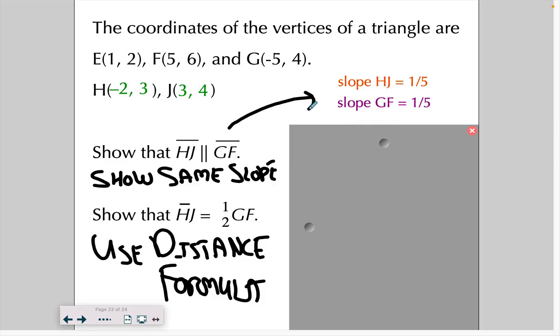Now, distance formula, you need to get that under control a little bit. I'll give you another minute, but you have to do both of them. You have to show me that this distance is half of this, or alternatively, I guess you could show me that GF is equal to double HJ. You could do either one. I'll give you a second, but I'm looking for particular numbers.